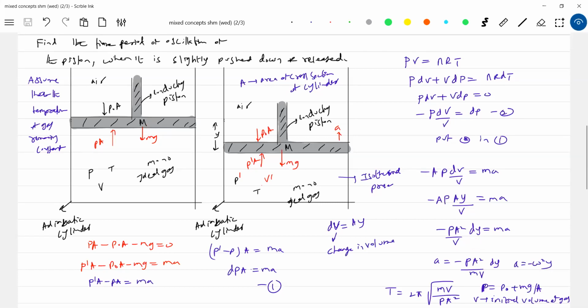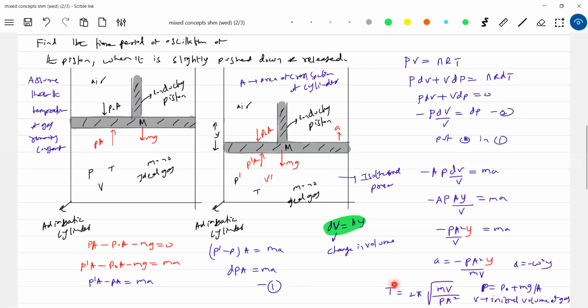Okay, I think some of you are... Okay, this I'll change. Let it be. I made some changes. So dV is equal to Ay. And now, what do you mean by slightly? Slightly means for small values, y will be very small. Then it's going to execute SHM. So how the piston moves, that will determine what process the gas will undergo.